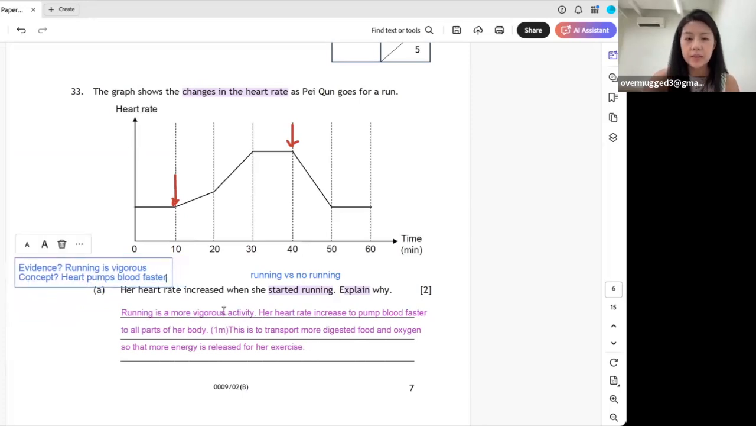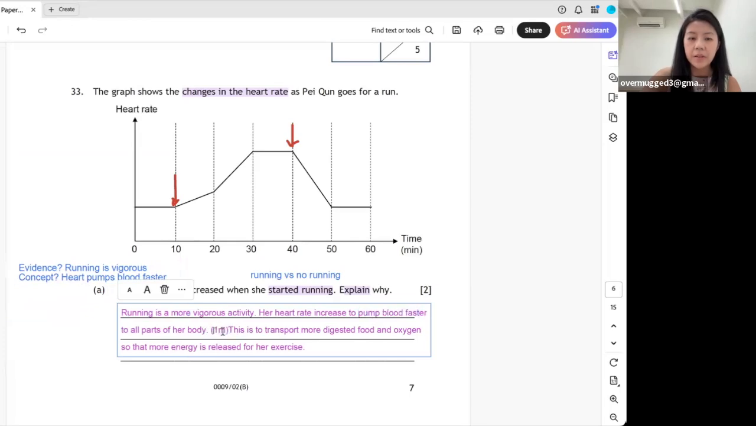So coming to our answer, running is a more vigorous activity. What happens to the heart rate? Our heart rate increases to pump blood faster to all parts of the body. And this is to transport more digested food and oxygen so that more energy can be released.